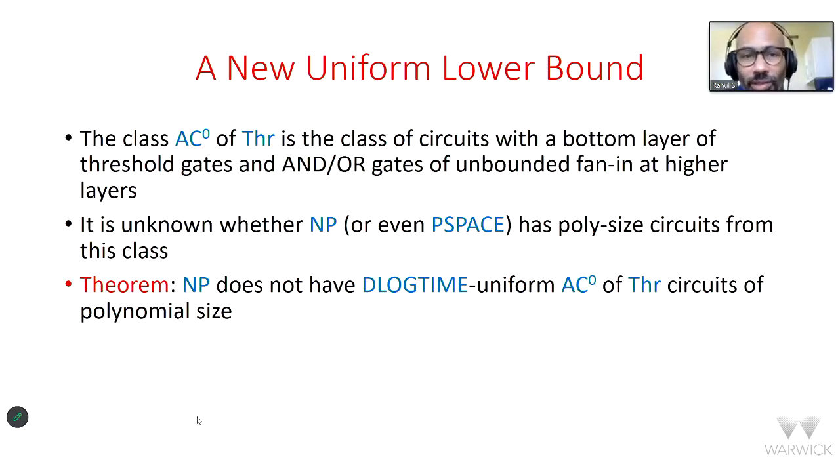But for the uniform version of this class, we can get a lower bound, so we can show that NP doesn't have log-time uniform AC0 threshold circuits of polynomial size. So I guess that's in the direction that I mentioned earlier. I gave the argument that NP isn't in uniform AC0, and I asked whether this can be extended to more powerful circuit classes, and this is one example of how to do that. While this is a new result that we proved using our approach, it turns out it can also be recovered using more standard indirect diagonalization approaches.